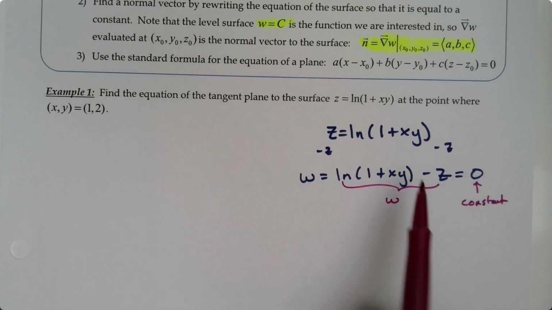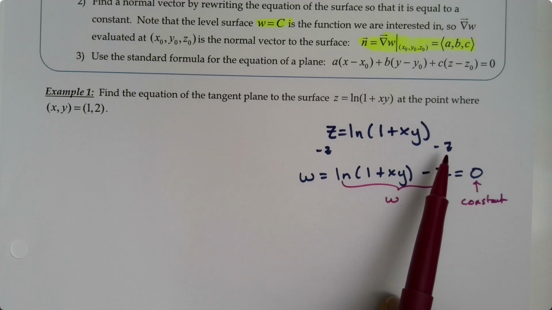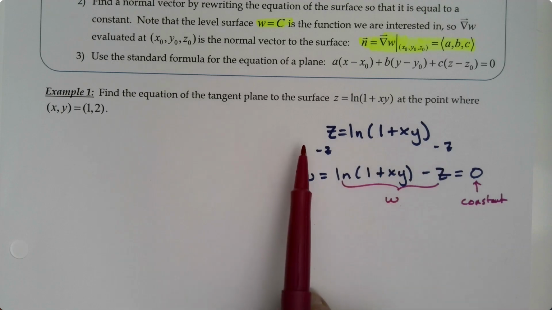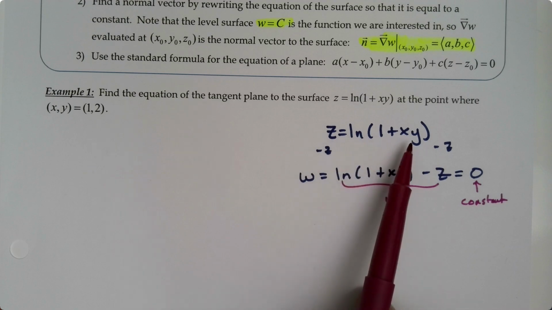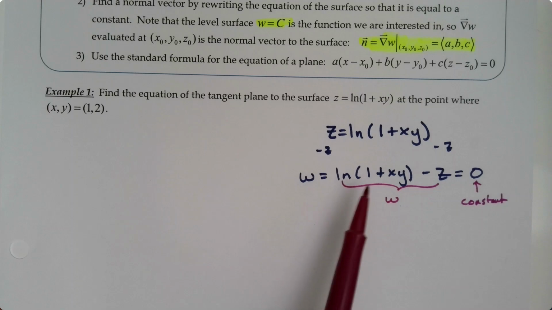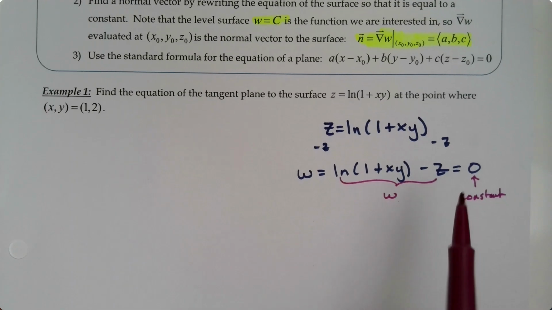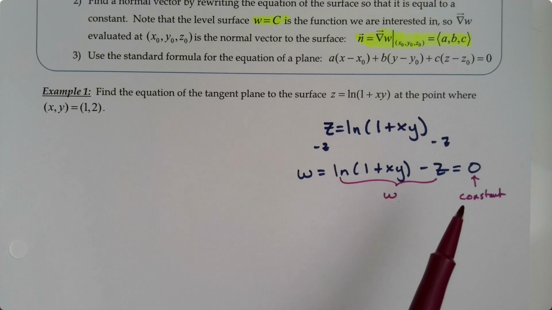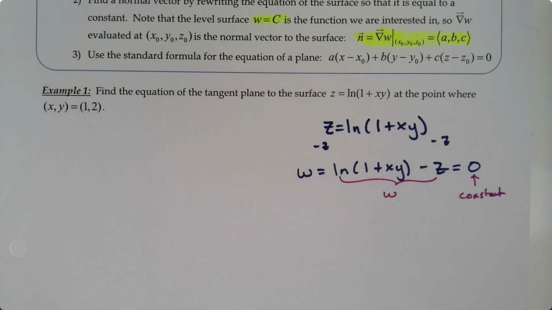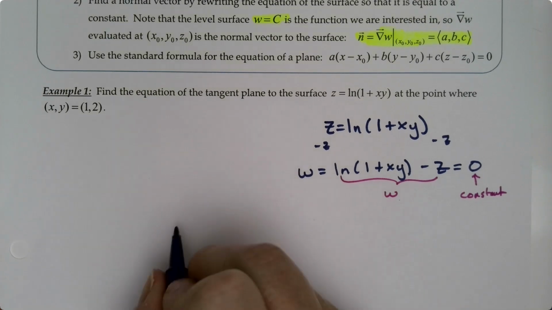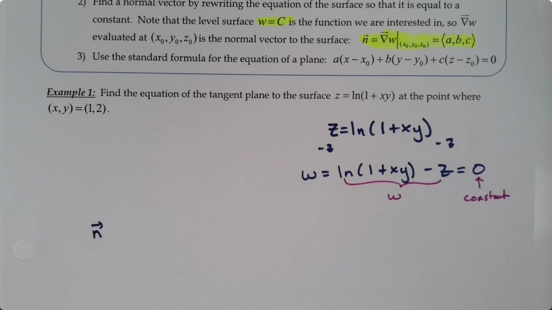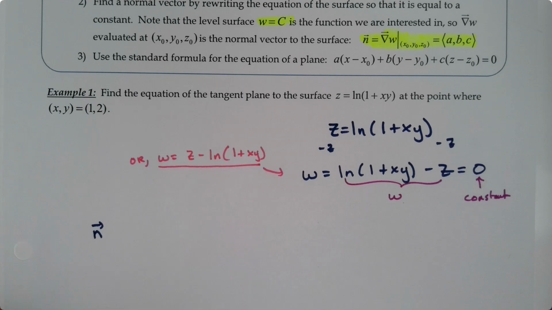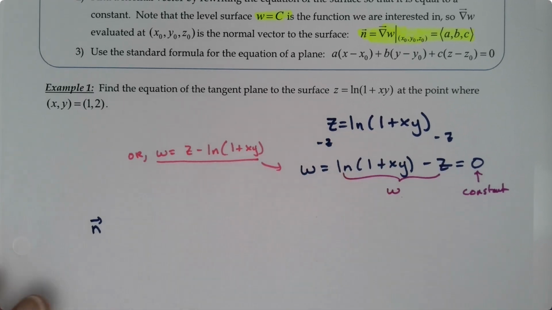Oh, and for the record, it didn't have to be subtraction of z. You could also subtract the natural log, right? So you could do z take away the natural log of 1 plus xy, or you could do the natural log of 1 plus xy minus z. It doesn't really make any difference. It just makes it so that the normal vector is pointing one way or pointing the other way. Okay, so now the normal vector. Oh, let me write that as a note real quick. There we go. So either one, right? Either subtract the z or subtract the natural log.